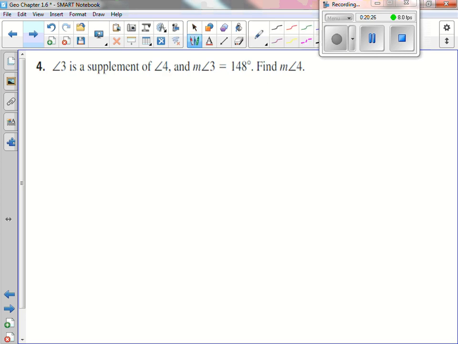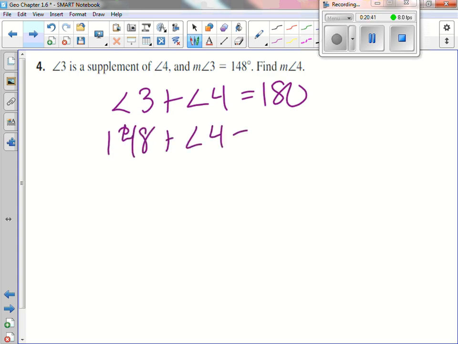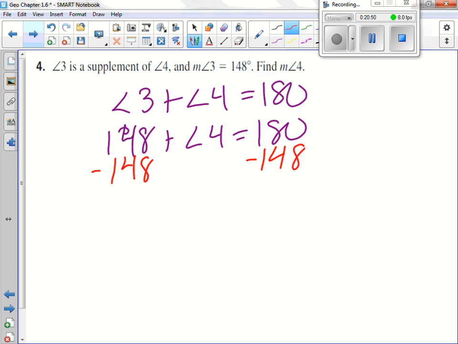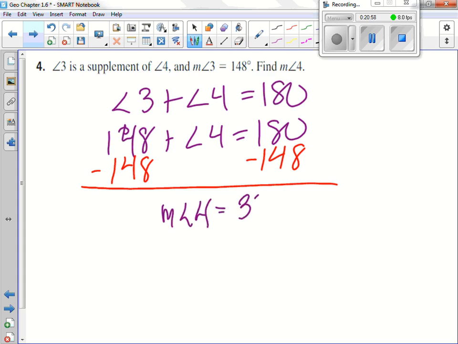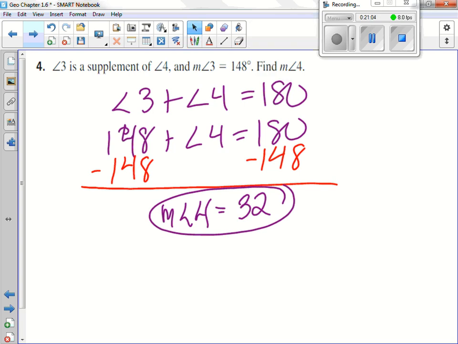So the next one is supplementary, which means these two add up to be what? 180. So angle 3 plus angle 4 is equal to 180. We subtract 148 from both sides, which tells us that the measure of angle 4 is 32, I believe. And again, if you need to use a calculator, use a calculator. There's nothing wrong with using a calculator.